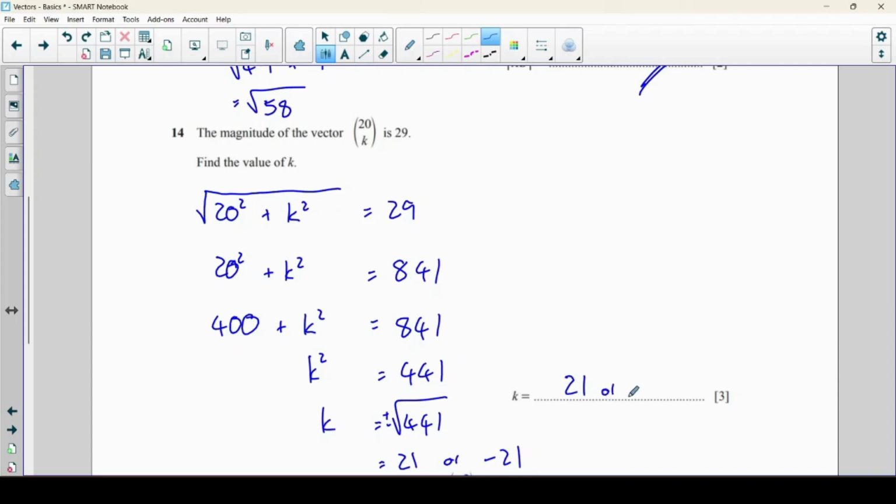I'd be interested to see what the mark scheme said for this one, because I think there's 2 answers there, but there's not really a hint in the question that there's 2 answers, so a bit of an unusual one. Maybe let me know in the comments if you come across the mark scheme, what it says. That would be useful for us to know.